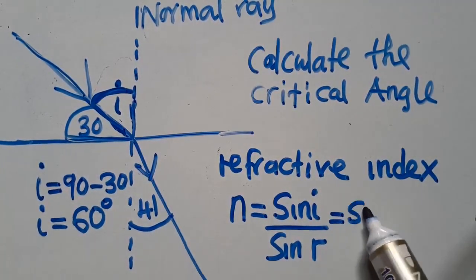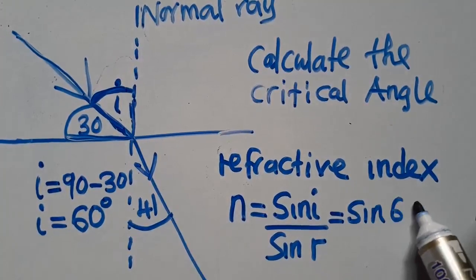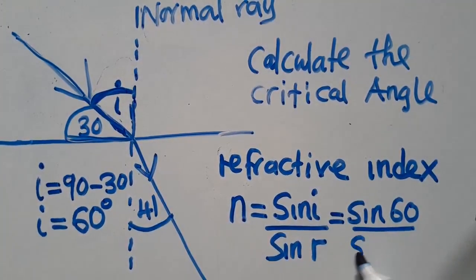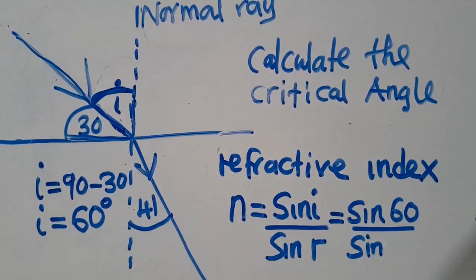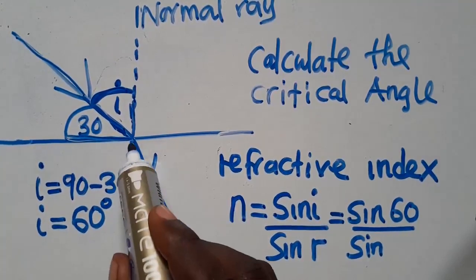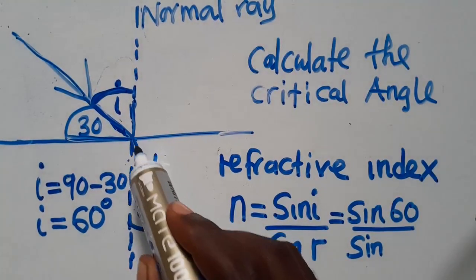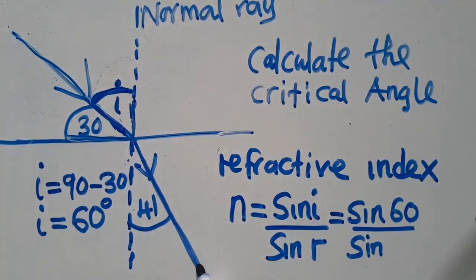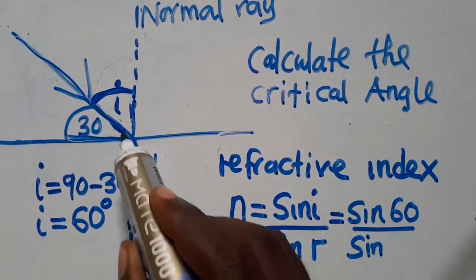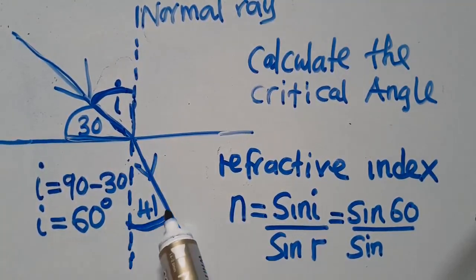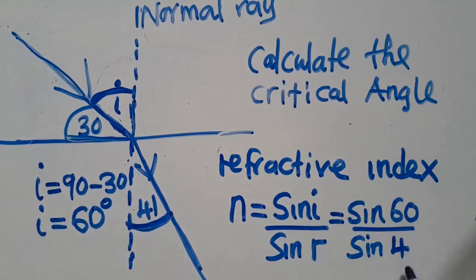I say sine 60. Then I go to the angle of refraction. The angle of refraction is between the normal ray and the refracted ray. This one is called the normal ray, and this is the refracted ray. Which angle is there? It is given. This is simple. 41. So I put my 41 there.